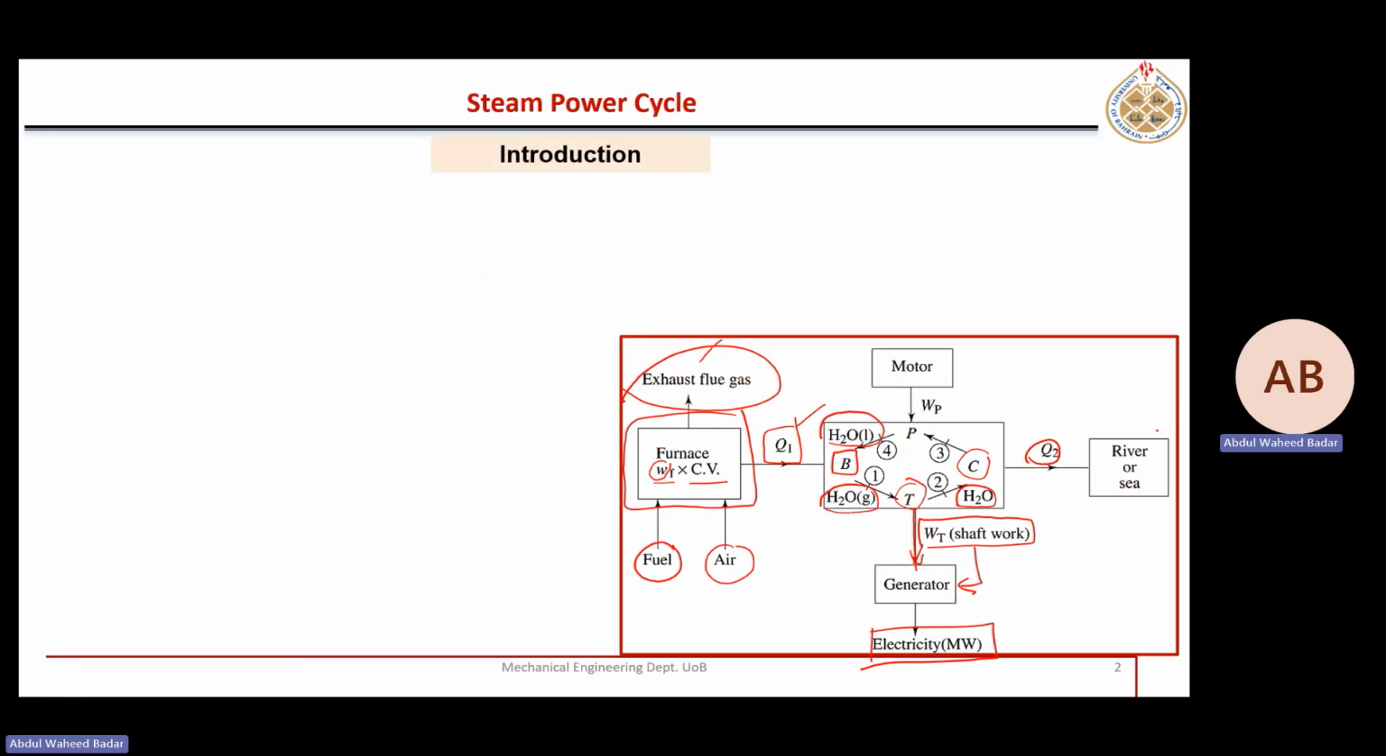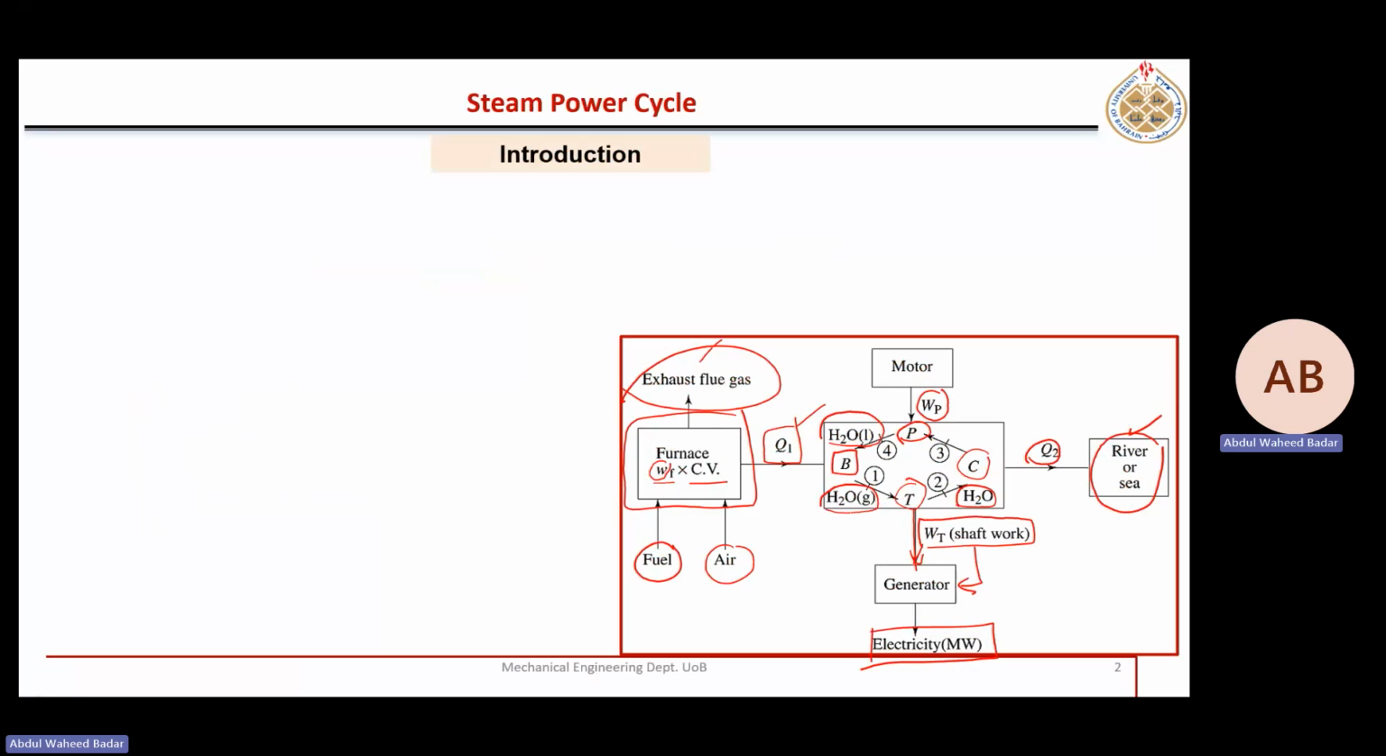Here the heat is rejected to whatever available sink. It's not always a river or sea; it could be normal ambient air. Then to the pump, where we have to supply work. And again, the cycle keeps on repeating itself. This is the basic steam power cycle.